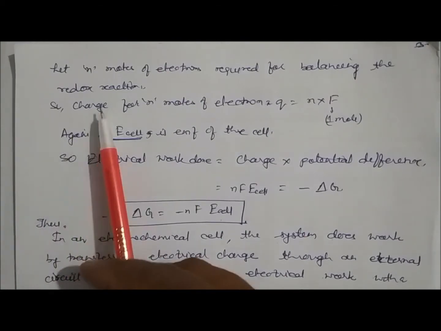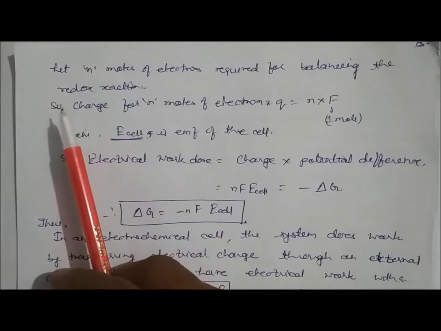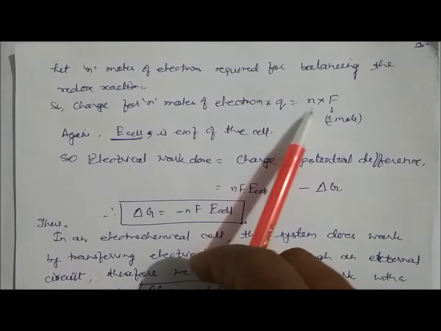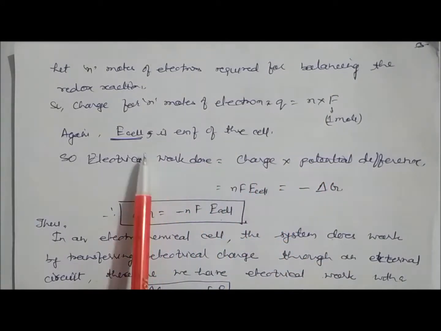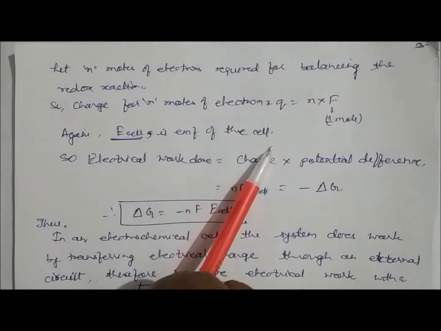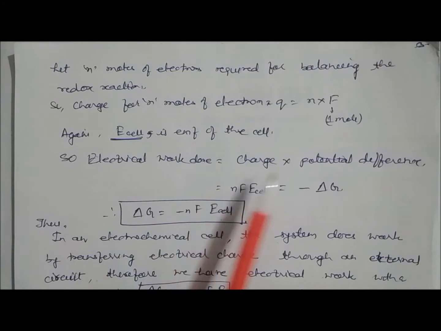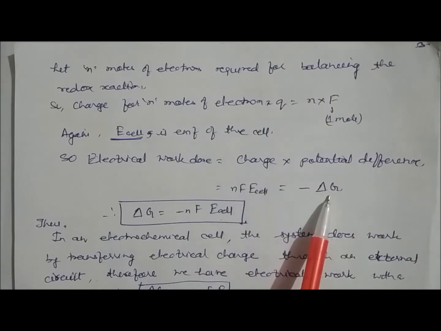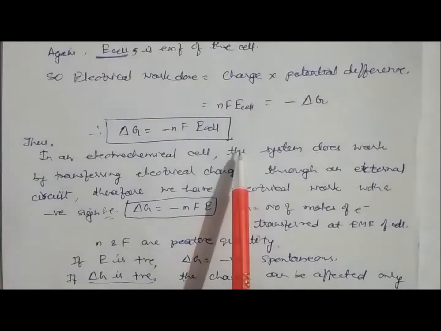If you take n moles of electrons, which are required for balancing the redox reaction between your anode and cathode, the charge for n moles of electrons will be Q equal to n into F, where F is for 1 mole of electrons. So what is the electrical work done? Electrical work done is charge times potential difference. The charge we have calculated, and the EMF of the cell is E cell, and this is equal to delta G, that is free energy. So delta G is nothing but nF times the EMF of the cell.